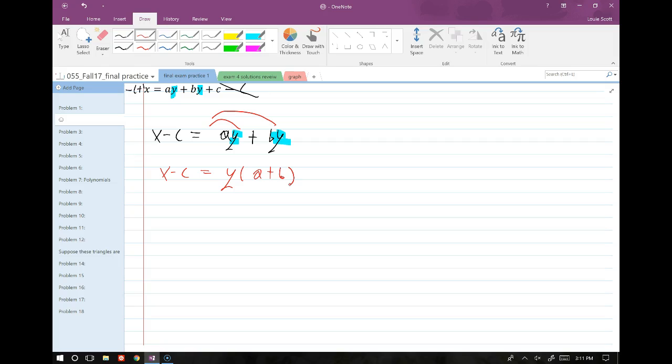Okay. All right, and so now we want to isolate the y. Y is attached to a plus b through multiplication, and so just like if a plus b were some constant term, we divide both sides by a plus b to cancel it out. So these two will cancel. I'm going to write it in reverse order here. Y is equal to x minus c over a plus b.